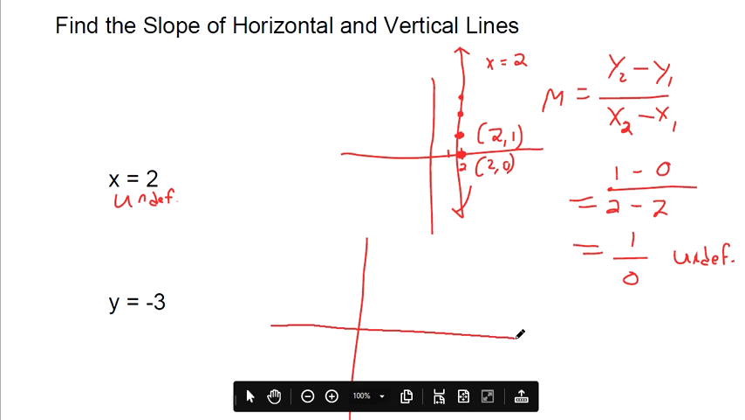Now y equals negative 3. There's where y equals negative 3. This is also a dot where y equals negative 3. This is a dot where y equals negative 3. It's a horizontal line, right? Because this is (negative 1, negative 3). This is (1, negative 3). So this is our graph.